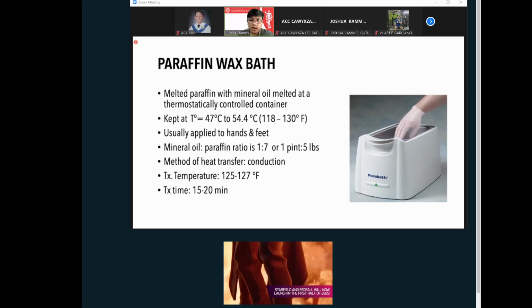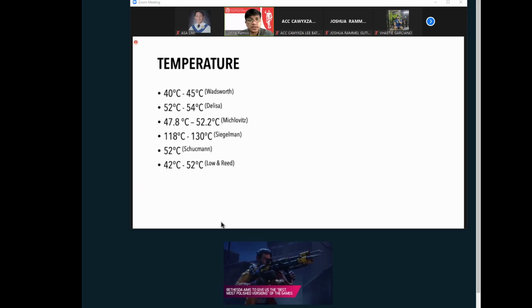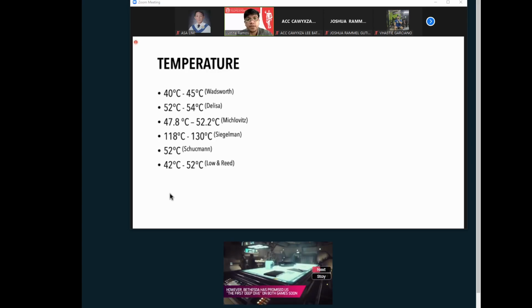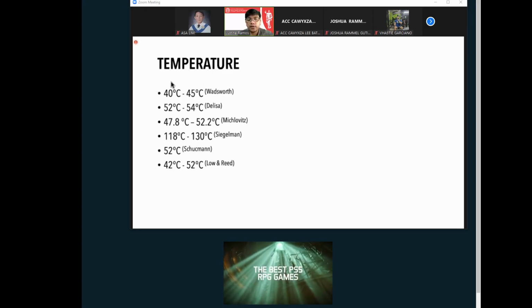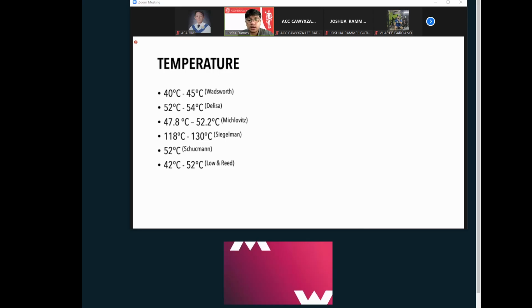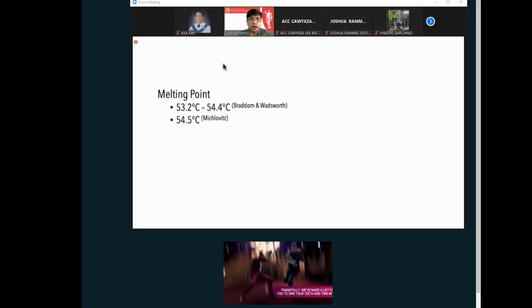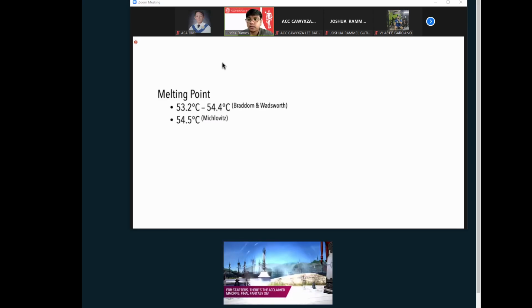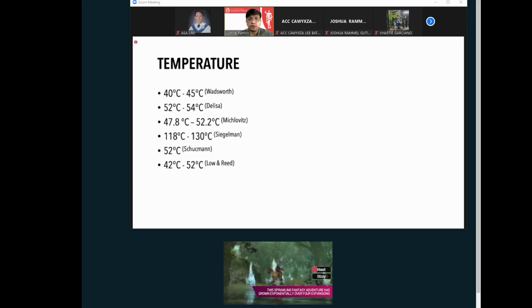Okay? Same thing with your hydrocollator tank. It was encountered several times on the board exam, itong mga numbers na to. Okay, depending kung saan nila nilift. I'm not saying that you have to memorize, but at least you'll be familiar with this number. 40 to 45 degrees centigrade, you maintain the paraffin tank at that range. Okay, the melting point of the wax, take note, it's between 53.2 to 54.4 degrees centigrade to initially melt. And then you have to maintain the temperature at 40 to 45 degrees centigrade.